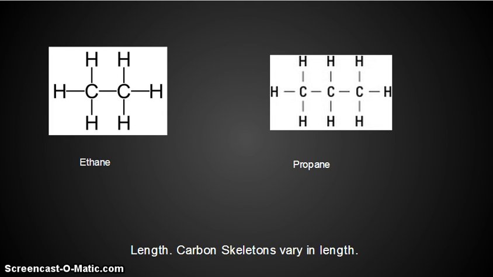So if we look at this here, we have all carbons and hydrogens in both of these compounds, ethane and propane. But if you look, ethane only has 2 carbons and propane has 3. So here our carbon skeletons are varying in length. They're both still hydrocarbons, but they're going to vary in length here.